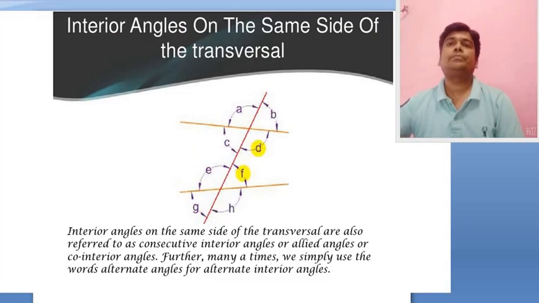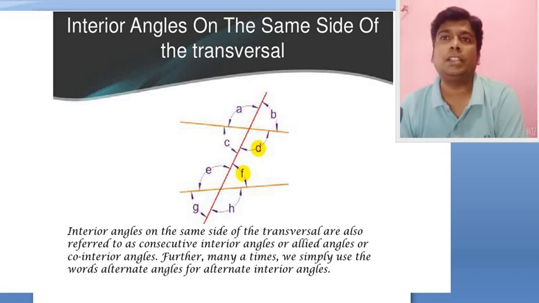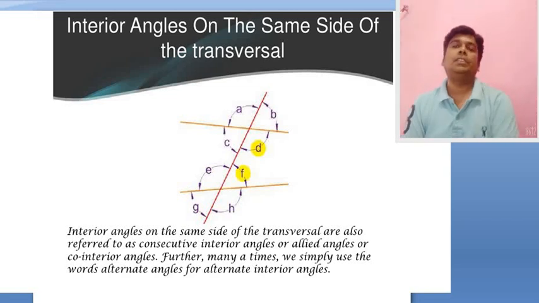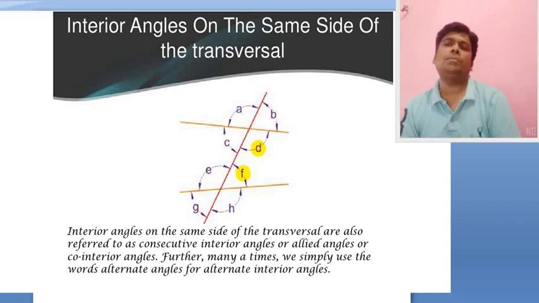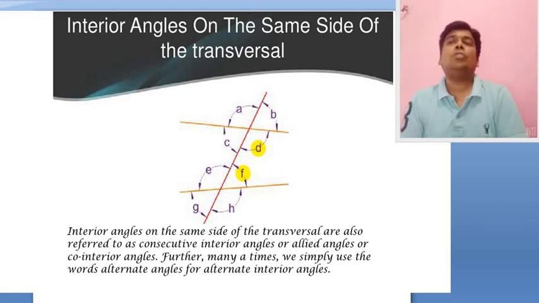Next is interior angles on the same side. They are also named co-interior angles. Another name is co-interior angle. So for interior angles on the same side of the transversal, here you can see F and D. Similarly, C and E.